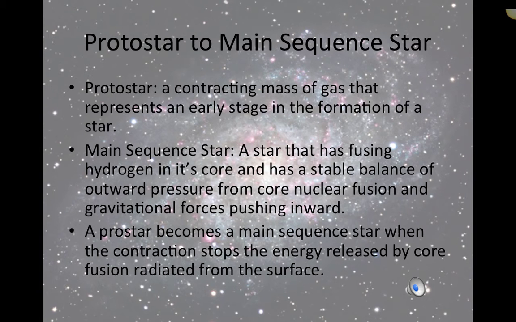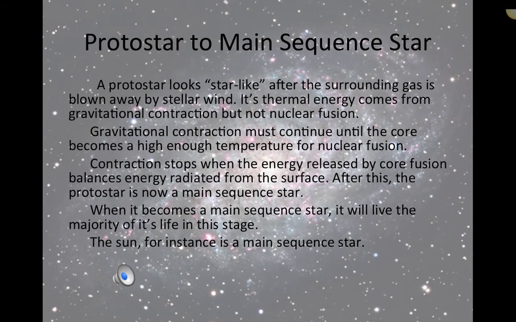A main sequence star is a star that is fusing hydrogen in its core and has a stable balance of outward pressure from core nuclear fusion and gravitational forces pushing inward. A protostar becomes a main sequence star when the contraction stops and the energy released by core fusion balances the energy radiated from the surface.